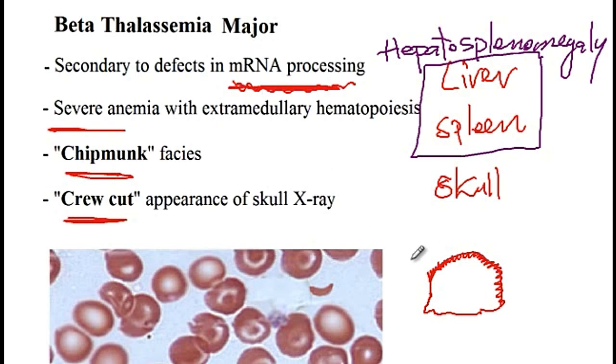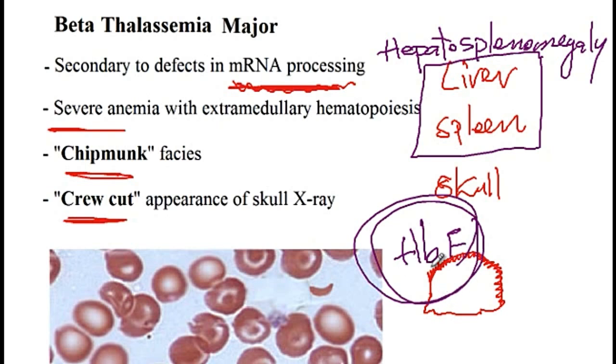And the answer to your question is that for the first 6 months of life, there is still hemoglobin F that is circulating in the blood, as a consequence of which these patients are asymptomatic. But then after 6 months, the lifespan of hemoglobin F is over, and that's the time that patients with beta thalassemia major will start to develop severe anemia.